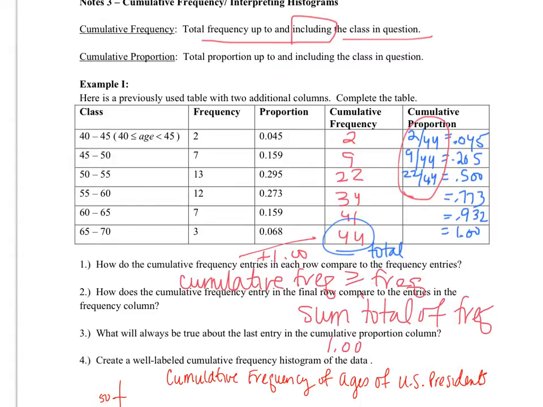Now below I want you to make a well-labeled cumulative frequency histogram of the data. A well-labeled histogram means that it will have the labels for both axes and a title for the graph. We will have our x-axis labeled like a number line, the way that we talked about yesterday, and the bars will be touching. So pause the video and make your frequency histogram.